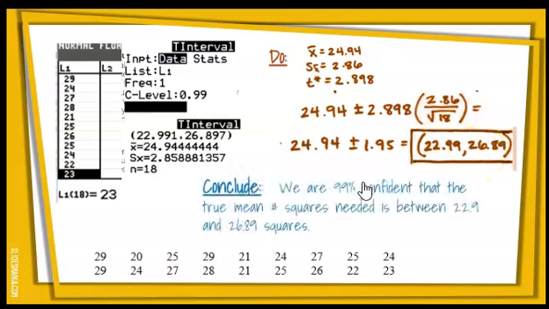Now, the last step then is to conclude, make a conclusion. We are 99% confident that the true mean number of squares needed is between 22.9 and 26.89 squares. All right?